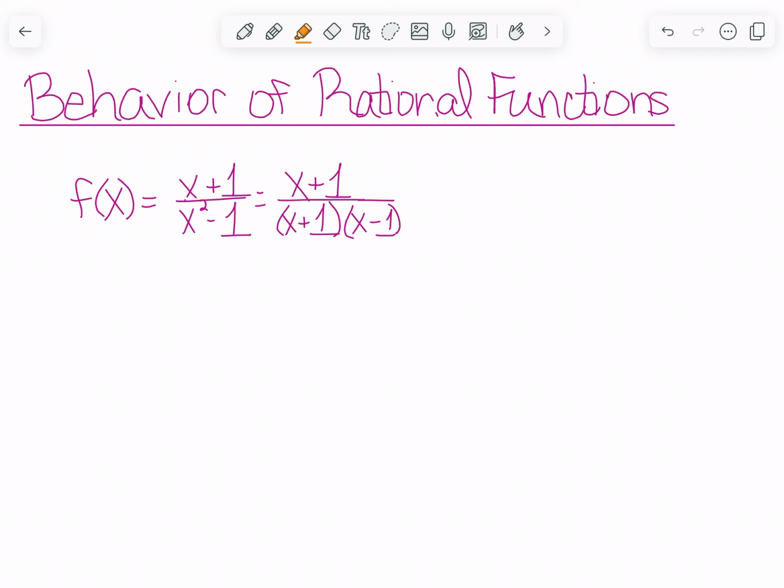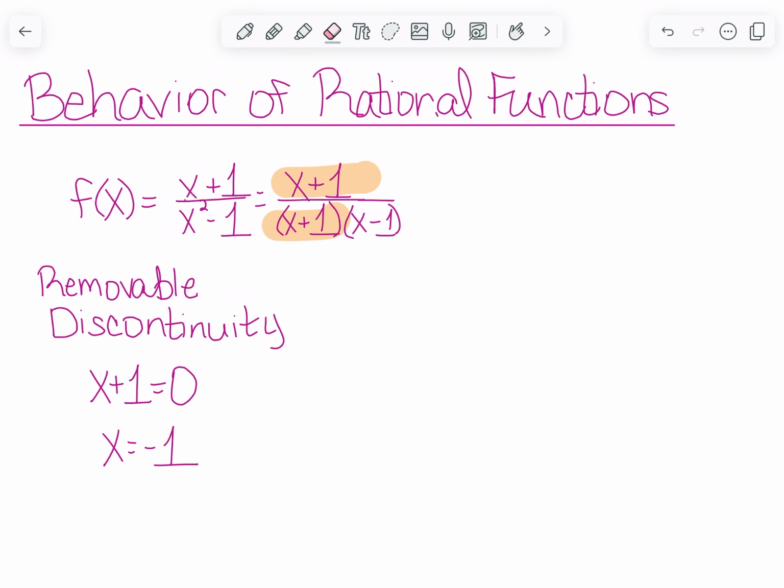There are two types of terms that could appear in the denominator, both of which are appearing here. The first is if it's common with the numerator. In this case, the x plus 1 is both on the top and the bottom. Any common factors between the numerator and the denominator that are canceled result in what's called a removable discontinuity. In this case, that would mean x plus 1 equal to 0, or x equal to negative 1, is a removable discontinuity. This means that there's actually a hole in the graph at that particular point. And when we draw the graph, we use an open dot to denote something like this.